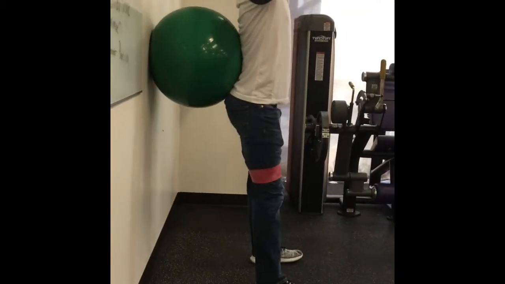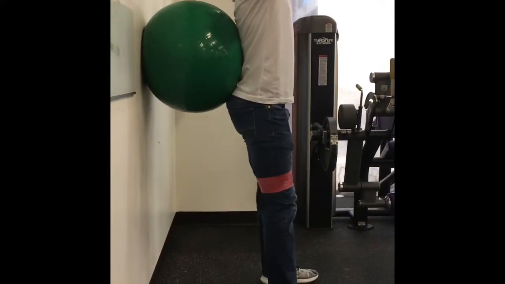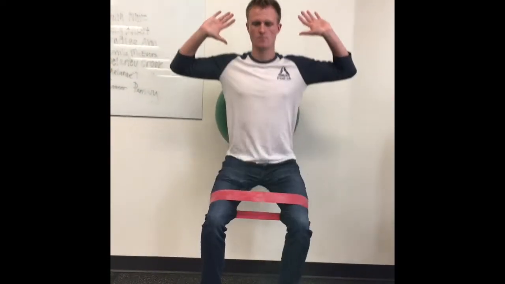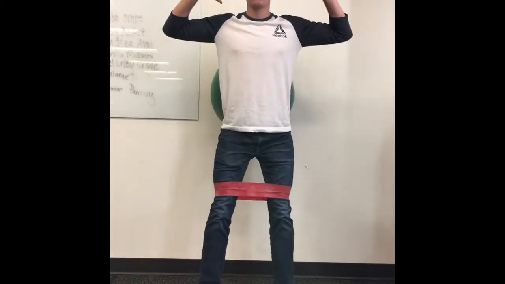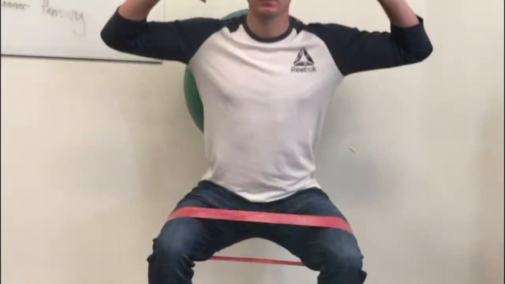Demonstrated here is the ball squat with resistance band, again just above the knees. The resistance band is placed above the knees in both integrative movements to ensure that the client is not allowing the knees to drop in. Here's the anterior view. Each should be performed 3 to 5 days a week, 10 to 15 repetitions, and 1 to 3 sets, slow and controlled movements.